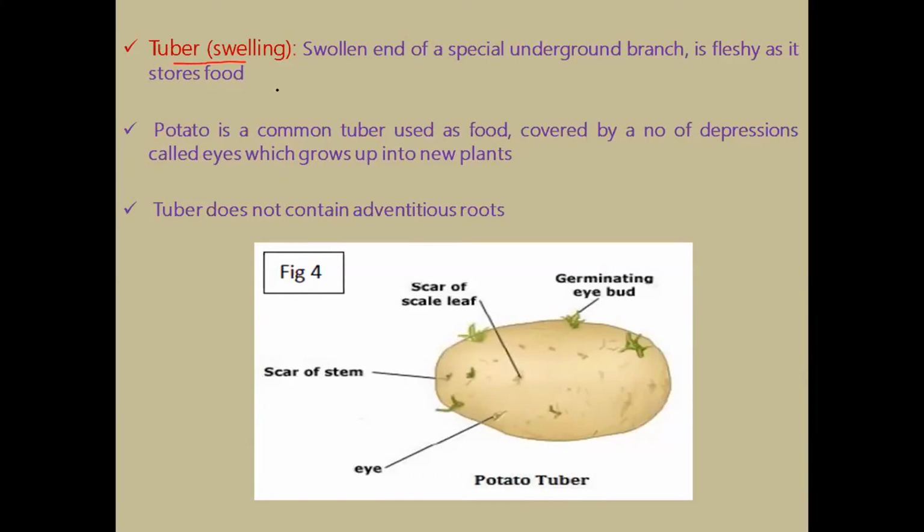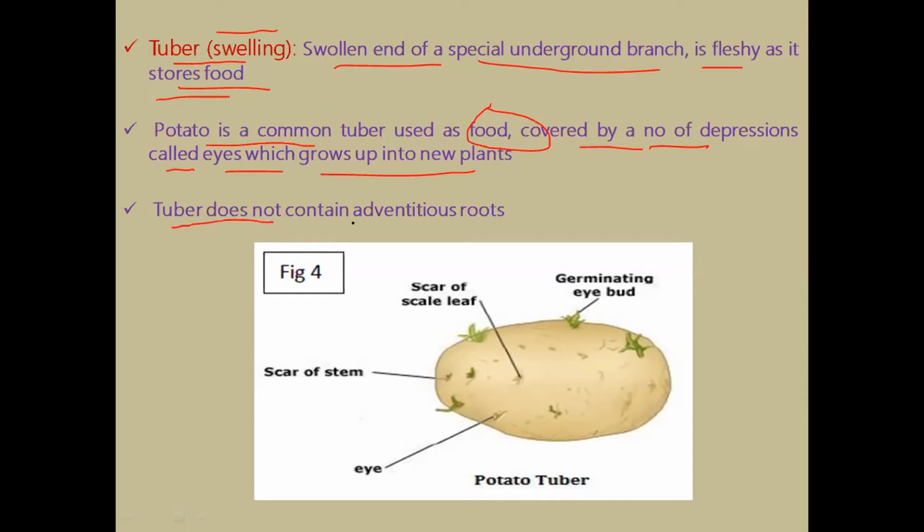The next type of underground stem modification is tuber. Tuber means swelling. It is the swollen end of a special underground branch, and it is fleshy as it stores food. The typical example of tuber is potato, which is used as food, and it is covered by a number of depressions called eyes, which grow up into a new tuber.